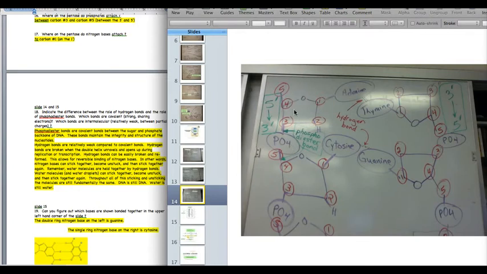You can also see from this drawing how we label one side 5 to 3, 5 to 3, 5 to 3. The other side is complementary or anti-parallel, and it's labeled 3 to 5, 3 to 5. And once again, that's just from counting the carbons and the way we number them in the sugar molecule.